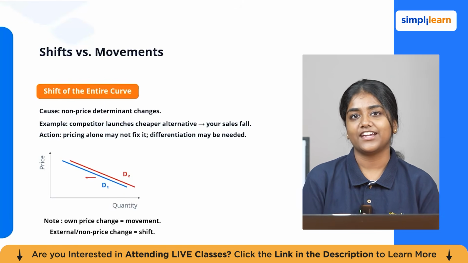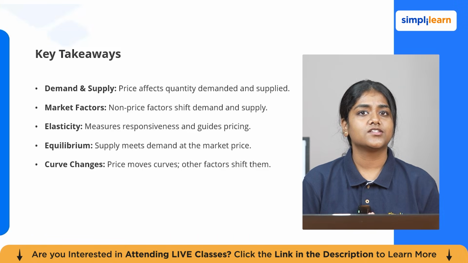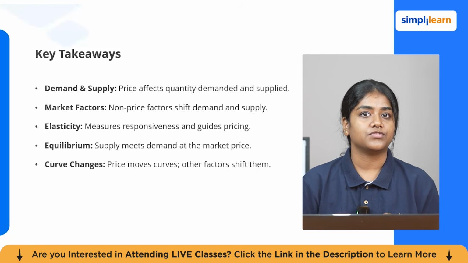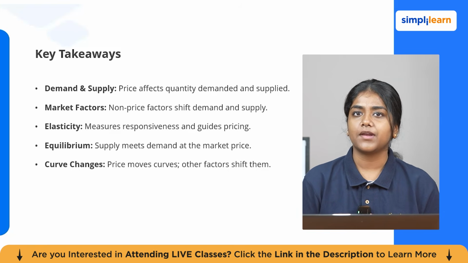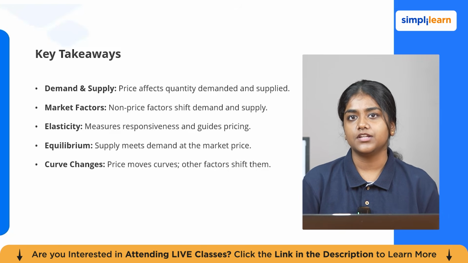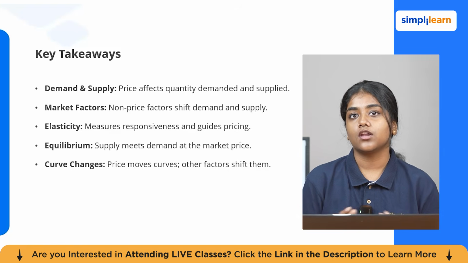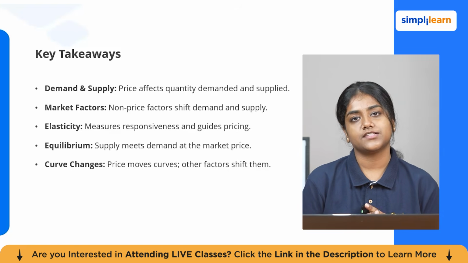So let's have a quick recap of this lesson. In this lesson, we understood that demand falls as price rises due to substitution and income effects, supply rises as price rises due to profit incentives. Both demand and supply are shaped by several non-price determinants and not just price. Elasticity measures sensitivity to price or income changes and directly informs pricing strategy.